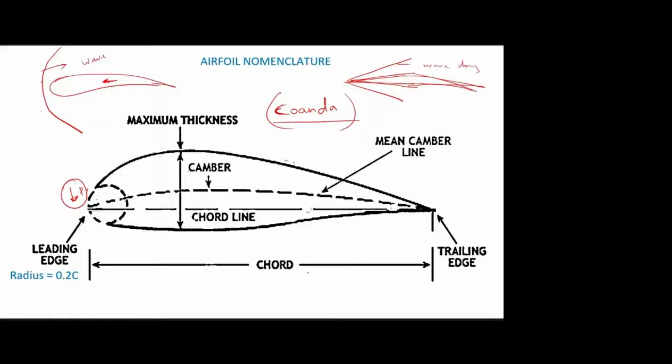Okay, but for subsonic, for the better acceleration and to have the benefit of the Coanda effect, we have these circular cross sections in the front.